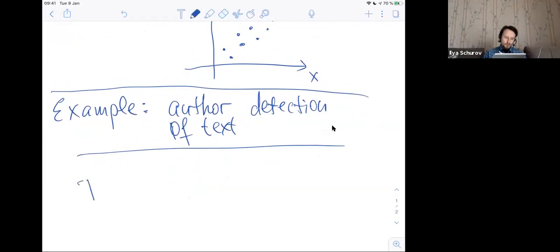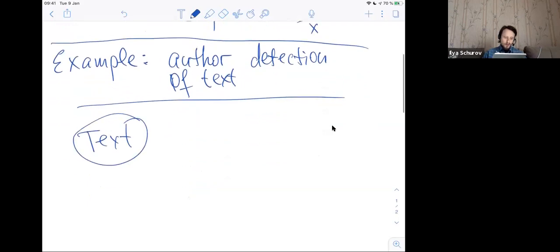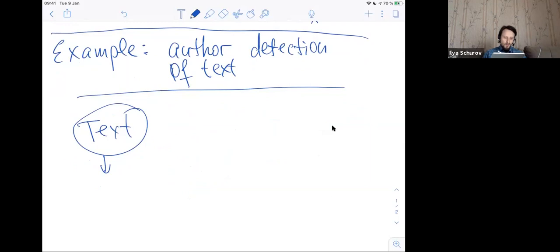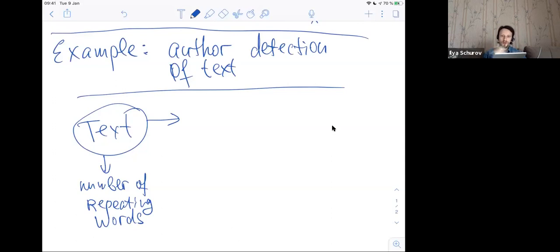We can transform text to some kind of vectors. We have text and we can consider different numeric features that we can extract from this text. For example, number of repeating words. Some information statistics on the parts of speech. For example, how often in this text some part of speech are used. And we can provide different numeric columns for each part of speech. So for example, how often.